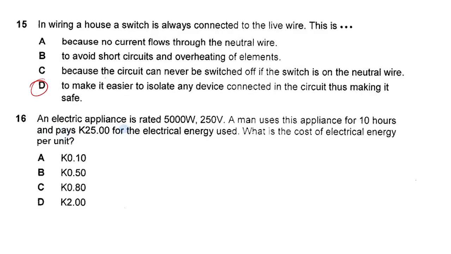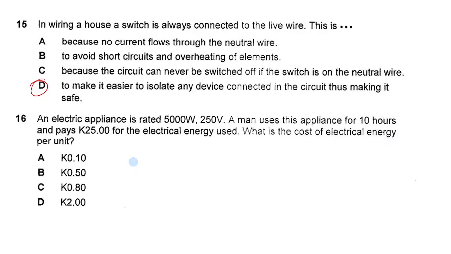Then 16, an electric appliance is rated 5,000 watts, 250 volts. A man uses this appliance for 10 hours and pays 25 kwacha for the electrical energy used. What is the cost of electrical energy per unit?